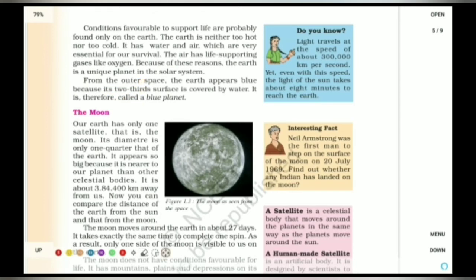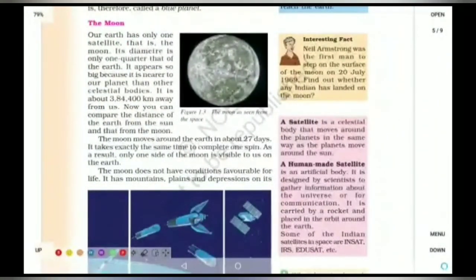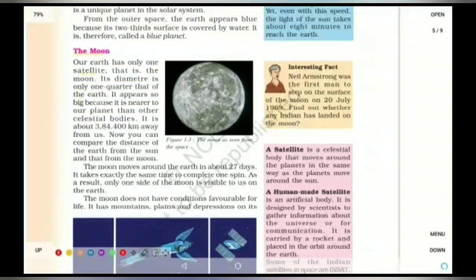Now, talking about Earth's only natural satellite, which is the moon. Our Earth has only one satellite, that is the moon. Its diameter is only 1/4 that of the Earth. It appears so big because it's nearer to our planet than other celestial bodies, right? The moon looks really big, but it's not at all big. It looks big because it's really near to us. It is 3,84,400 kilometers away from us.